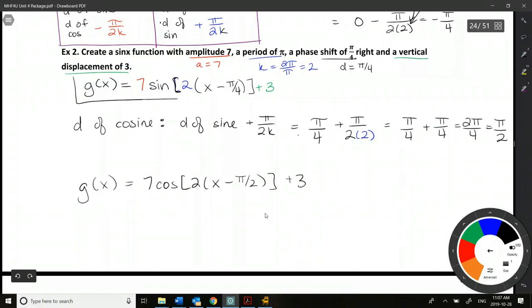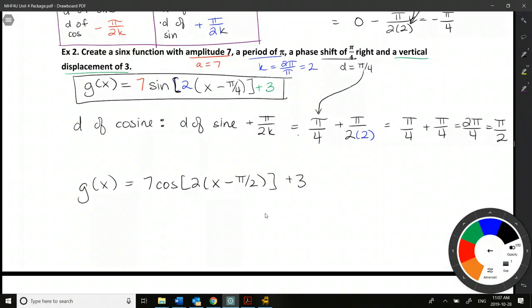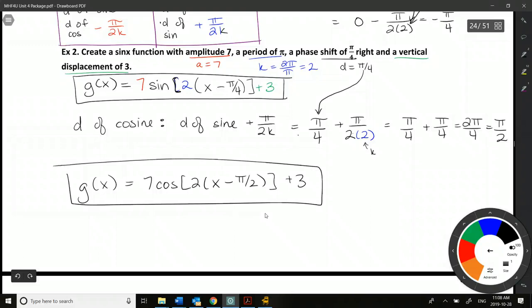Wait, how did you use the D of cosine steps? So I'm plugging in the existing shift from sine, the D of sine, and then it's plus pi over 2 times the K value here. So the K value we found to be 2. And then I'm just adding these fractions and reducing. Does that make sense? Okay, so make sure you put right shifts as positives and left shifts as negatives in these equations. Okay, so those would be our 2 equations.